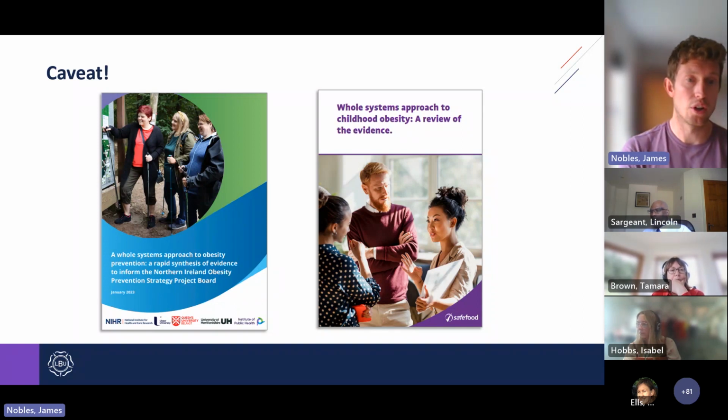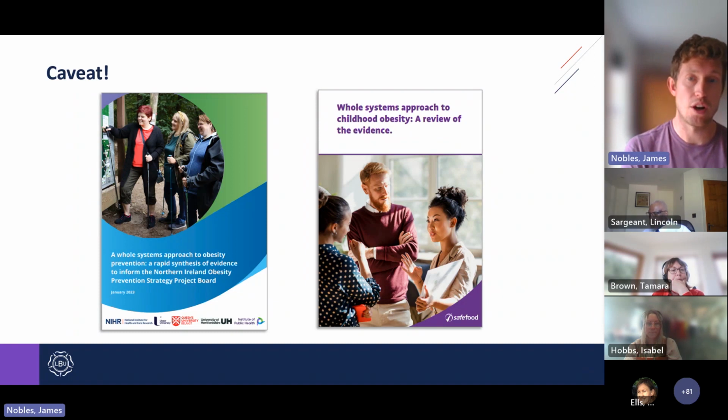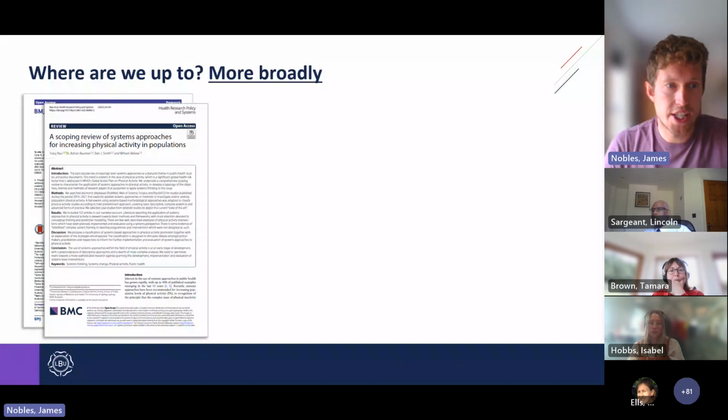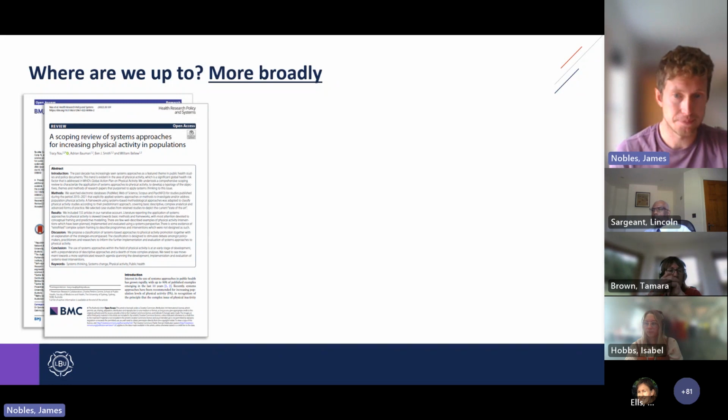If you did want to have a look at those two, then we can share the links for those afterwards, or I'll be able to share a copy of the slides afterwards too, and you can pick up on that from there. But this, again, is within the context of systems approaches to the prevention of overweight and obesity. There are a number of other reviews available which look at a number of other public health topics. So we've got one by Tracy Now and colleagues from Australia, which looked at the evidence around systems approaches in the context of physical activity. And then one by Gemma Carey and colleagues, which looked more broadly at systems approaches within public health.